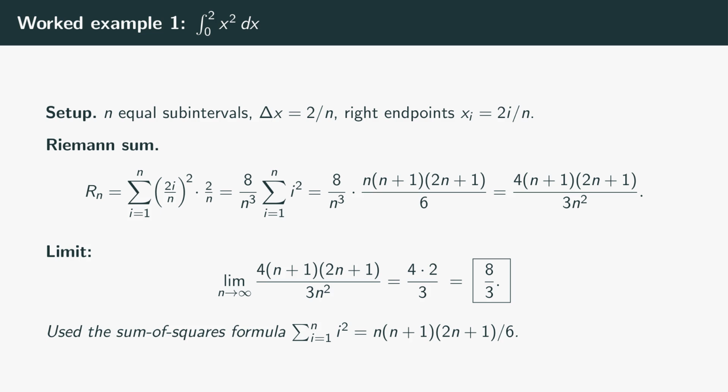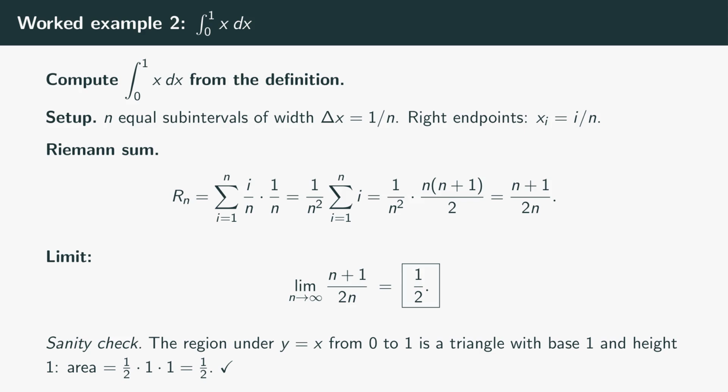Now the limit as n goes to infinity. Expand the top, n plus 1 times 2n plus 1 equals 2n squared plus 3n plus 1. Divide by n squared and you get 2 plus 3 over n plus 1 over n squared. As n goes to infinity, that tends to 2. So R sub n tends to 4 times 2 over 3, which is 8/3. The integral of x squared from 0 to 2 equals 8/3, computed by hand from the definition.